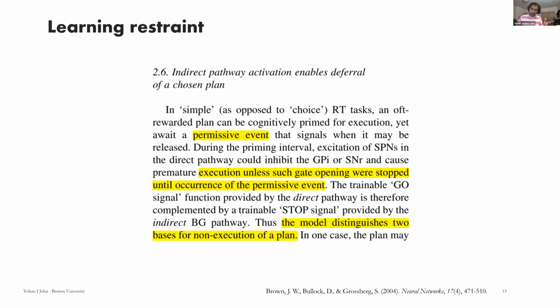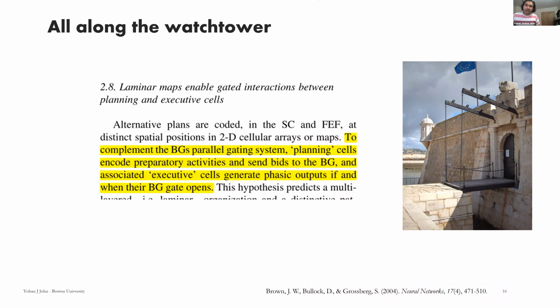So the trainable go signal is one thing you can use. You can learn how much to weight the direct pathway, and that's complemented by a trainable stop signal. So another example of opponent processing, which is a version of complement coding. So there are two distinct bases for non-execution: lack of input to the go pathway and strong input to the no-go pathway. So what's happening? The metaphor they use here, for some reason, is like bidding, like it's an auction. So to complement the BG parallel gating system, planning cells encode preparatory activities and send bids to the BG.